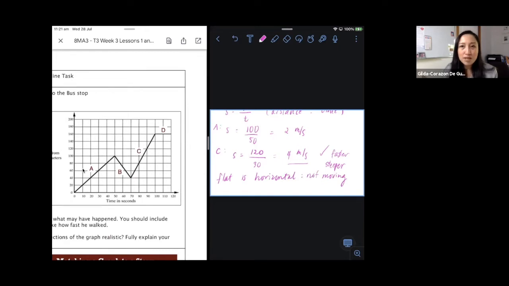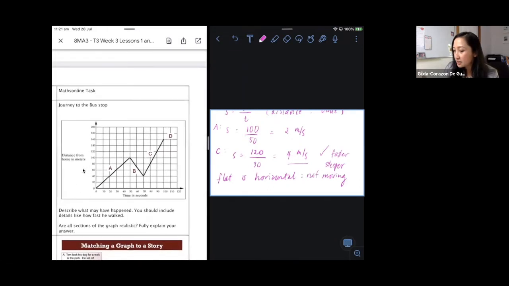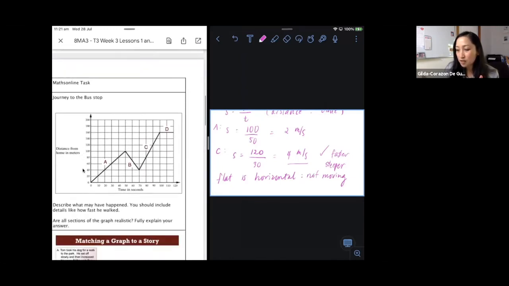Now, why did I skip B? What happened to B? B is a decline. What happens when it declines? He went back, right? Because then remember, this is a journey to the bus stop. So how far is his house to the bus stop? 160 meters, that's right. So the bus stop would be 160 meters away from his house, right? So why do you think that would be going back? Did he actually go back to the house?